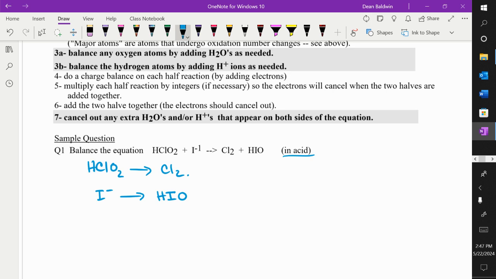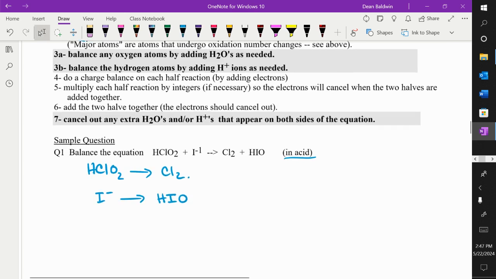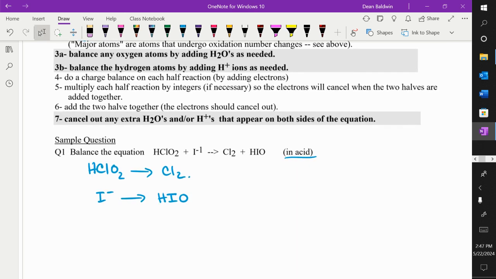Balance the atoms as you would in anything. Let's take a step back. Balance the major atoms. So what they mean by major atom is the thing that is undergoing oxidation. All right. So we're not going to worry about hydrogens and oxygens at this point. We worry about them later. So the only thing you're really going to try and balance is the chlorine here. Okay. So I have to put a 2 on the left side. Now the chlorines are balanced.